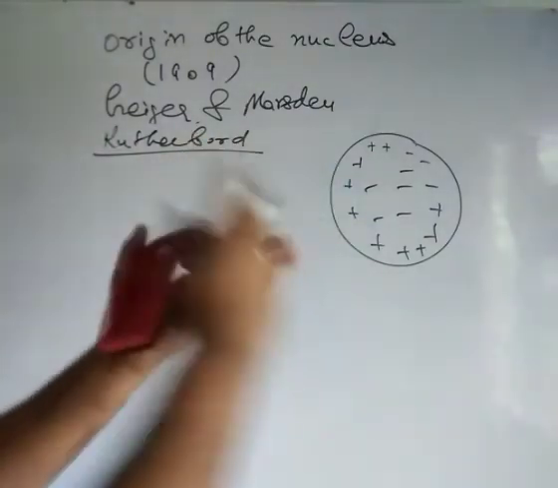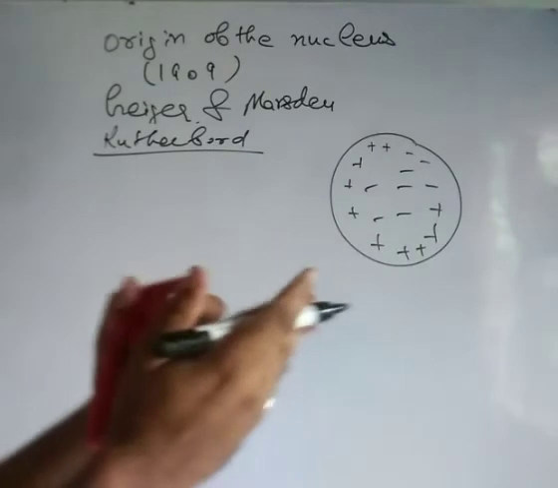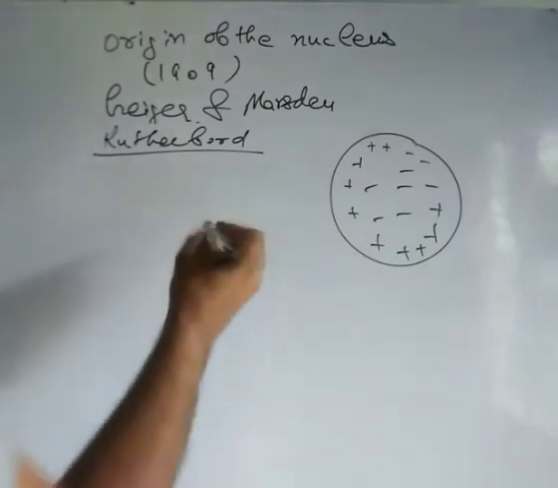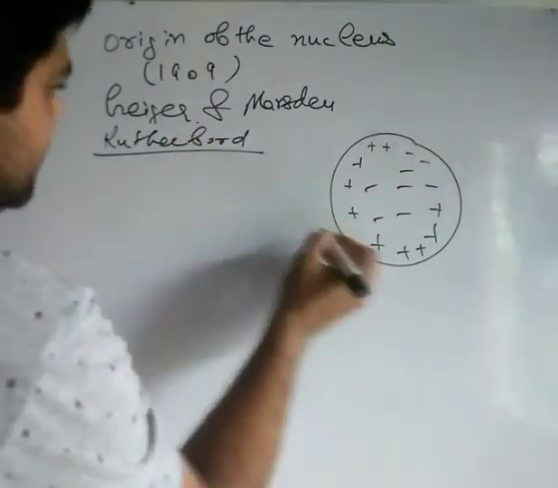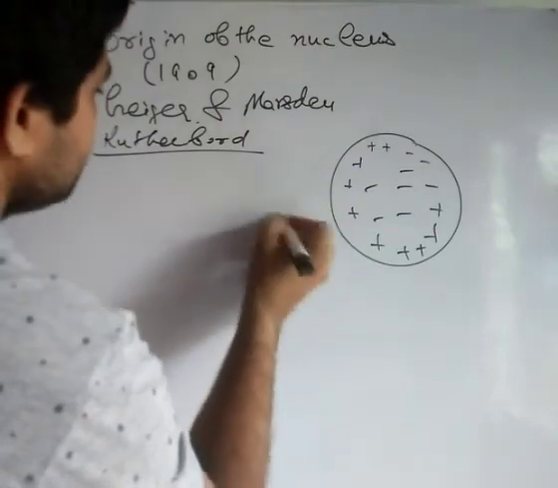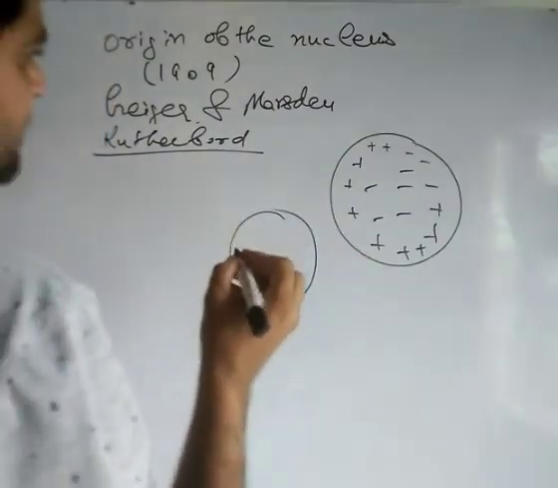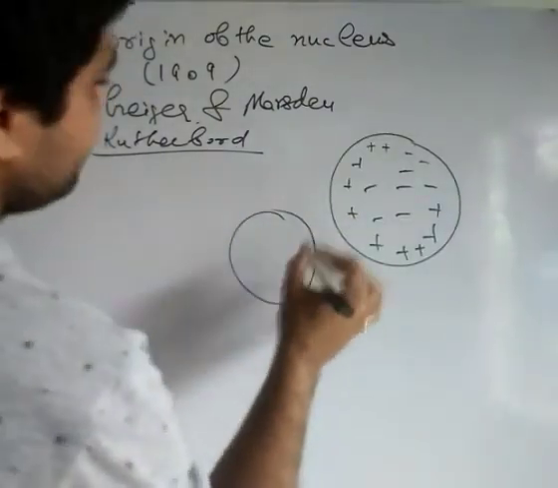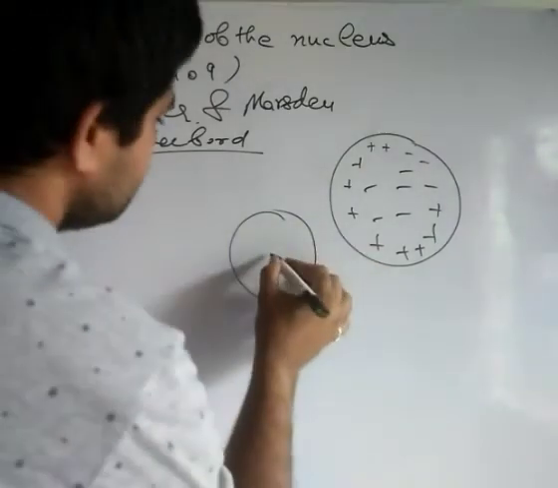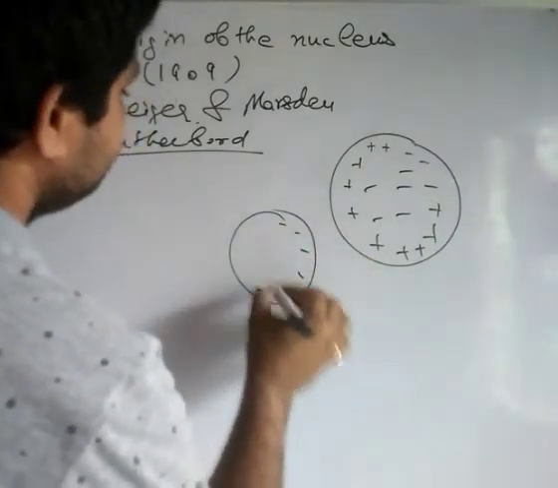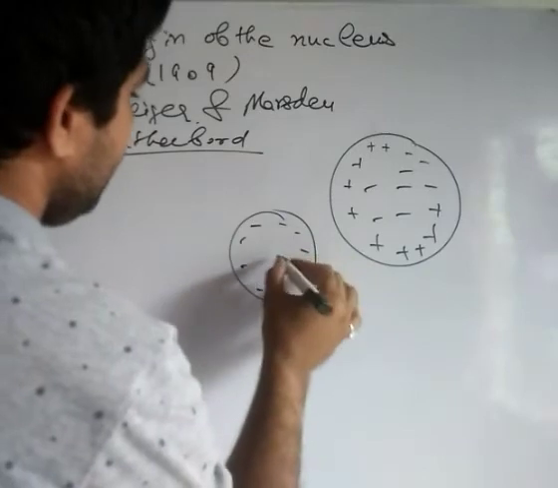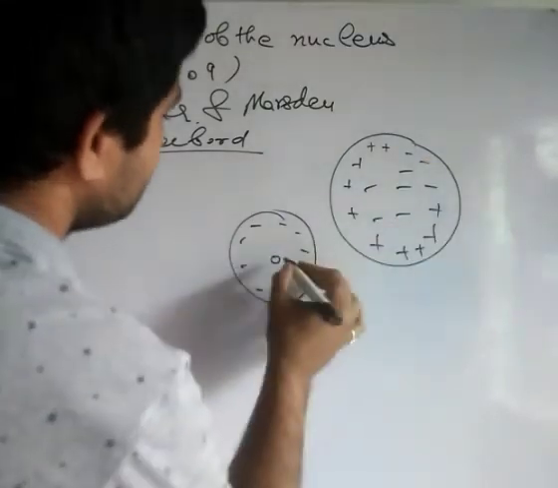He said that at least one type of charge has to be concentrated in a very small volume, because suppose I consider the structure of the atom like this. Suppose one type of charge is concentrated in a small region. Suppose the negative charge is distributed, and in a small region the whole of the positive charge is concentrated.